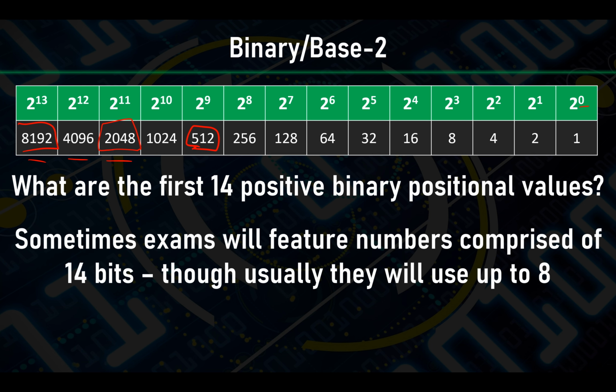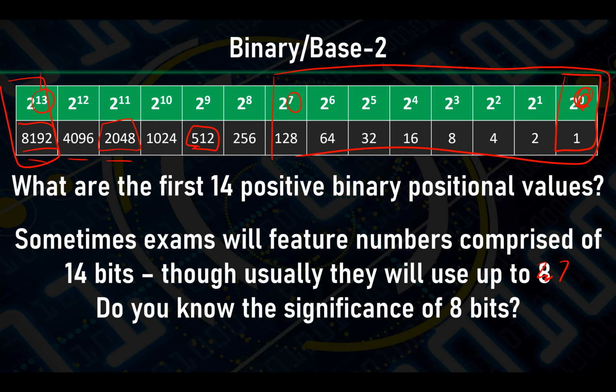So again, sometimes exams will go up to about 14 times, because it's 0 to 13, as in power 0 right up until power 13. That's 14 times. However, usually we're only going to have 8 different numbers. So in this case, we go up to the power of 7, 8 different bits.